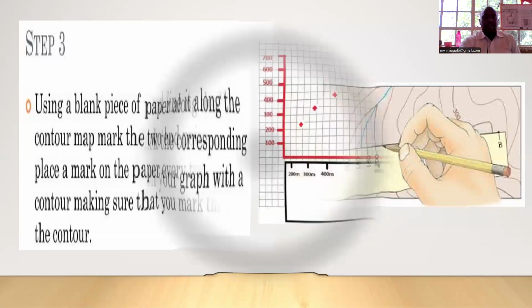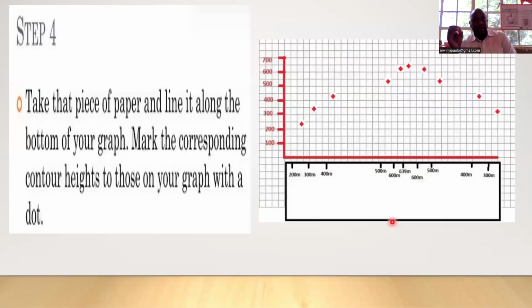We move on. Step 3. You see, this is the piece of paper that I've been marking as I was coming across any contour. Now, you take that piece of paper and line it along the bottom of your graph on the horizontal axis, as I've done here. Then I mark the corresponding contour heights to those on your graph with a dot.